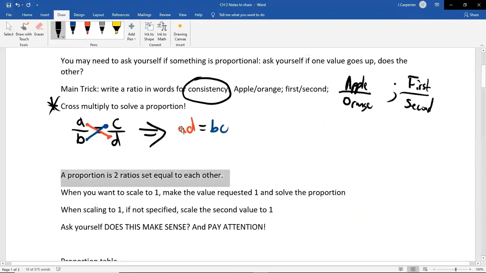All right. We already said this. A proportion is two ratios set equal to each other. A ratio is a fraction. So that's no surprise, what we just did up there.